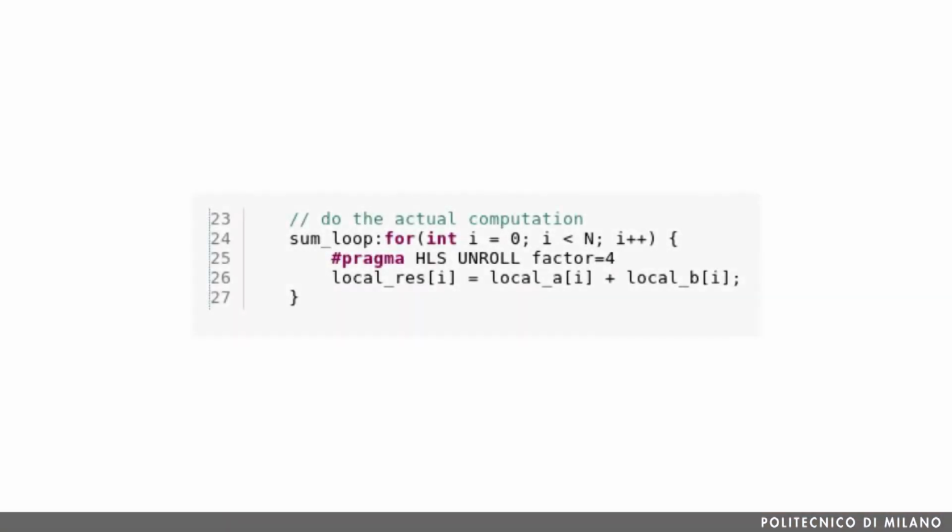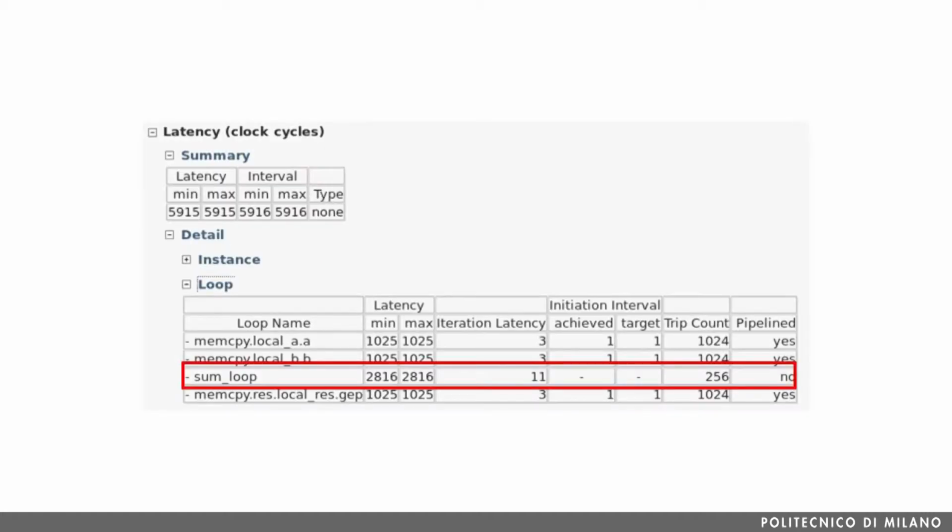What is the loop latency you would expect by unrolling the loop 4 times instead of 2? Well, if we assume that the loop body latency remains constant at 10 cycles and the number of loop iterations reduces by a factor of 4, we would get a latency of 10 times 256, which is equal to 2560, which is 4 times smaller than the latency of the original loop. Well, this is not totally correct.